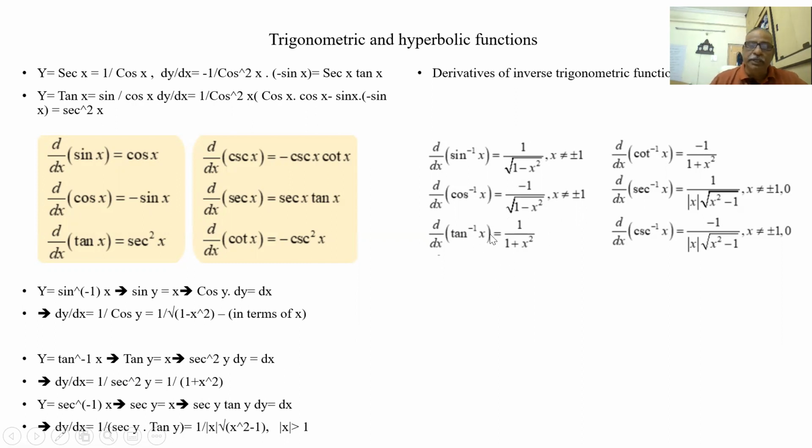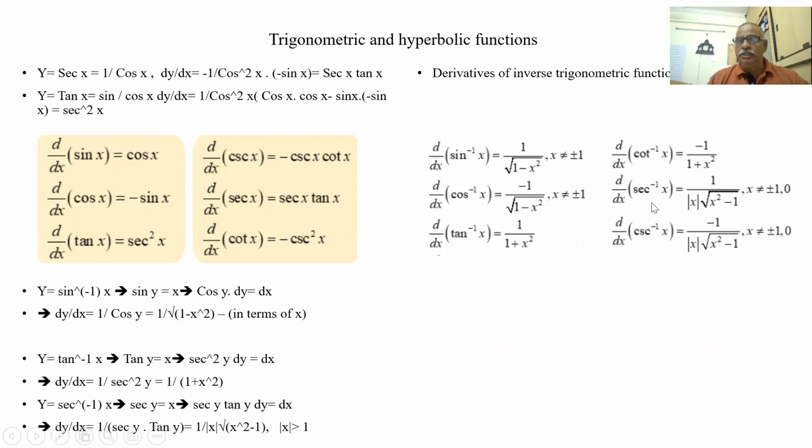Similarly, for secant inverse x, let y be secant inverse x. So secant y is x. So secant y tan y dy is equal to dx. Dy by dx is equal to 1 by secant y tan y. Secant y is x, and tan y is the square root of secant square y minus 1. So that is 1 by x root of x square minus 1.